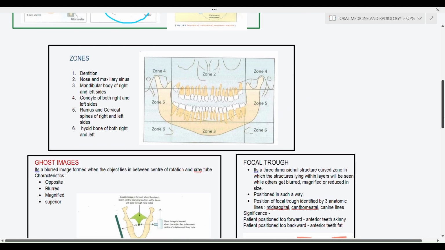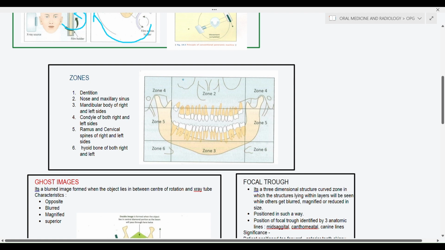Moving on to the zones of OPG. So there are mainly 6 zones of OPG. First zone is the zone of dentition. So this one is the zone of dentition. You can see the teeth present there. Second one is the zone of nose and maxillary sinus. And the third one is the mandibular body of right and left sides. So here you can see the mandibular body of right and left sides.